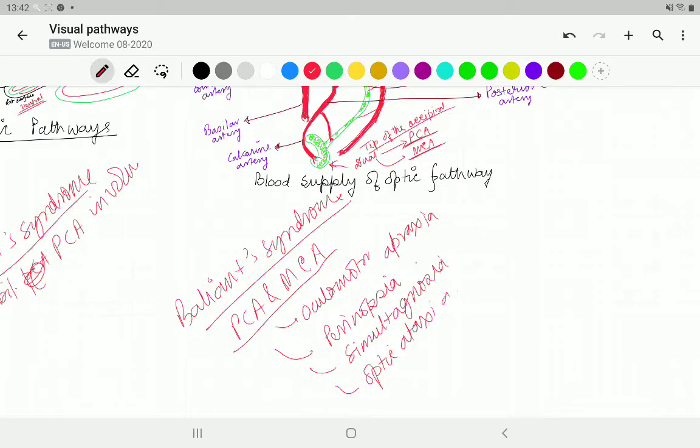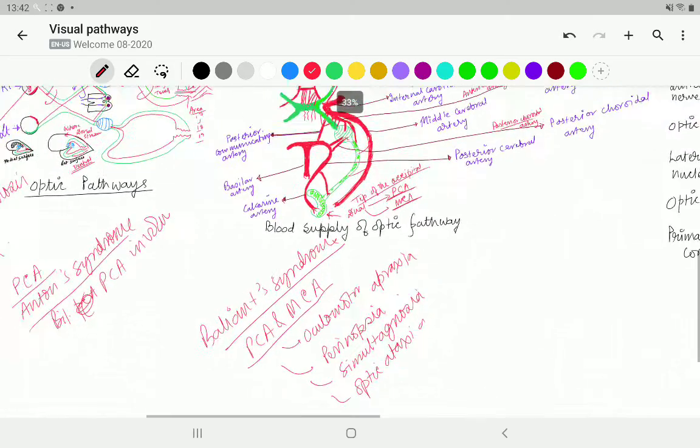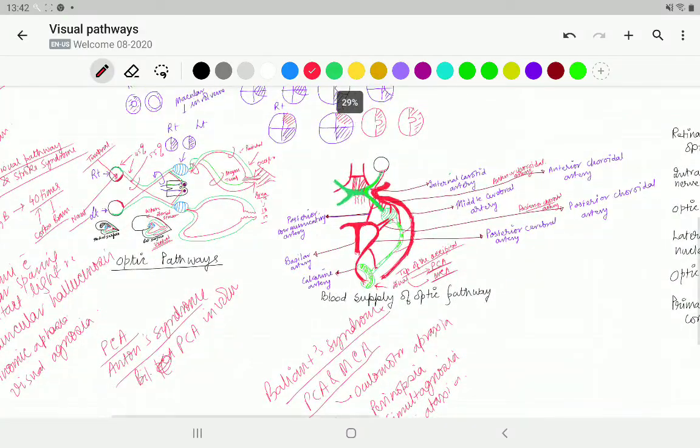So if we summarize, the optic pathway is very unlike the motor pathway or sensory pathway, where one side is affected. The visual pathway can cause one half of the visual field to be affected.